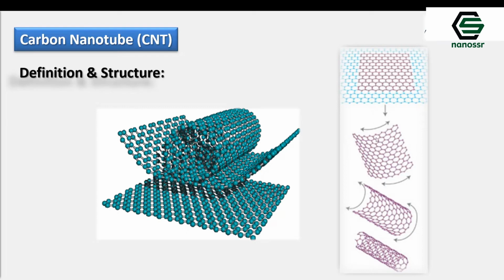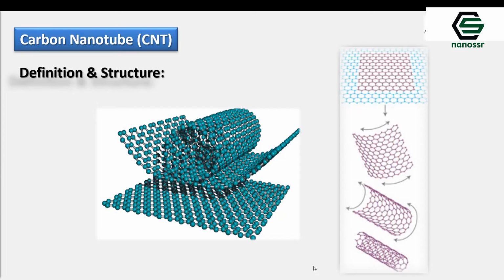And if we cut through that sheet, we get graphene nanoribbons. And if you roll up those ribbons along the length, basically what you are making is a carbon nanotube. Although carbon nanotubes are not made this way in practice, that's a nice picture to have in mind.